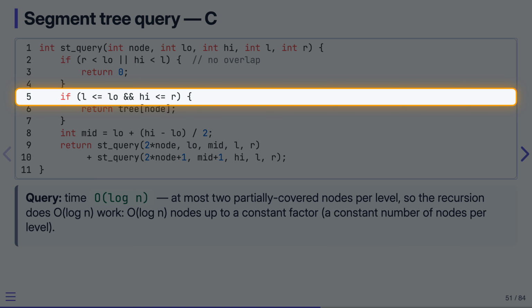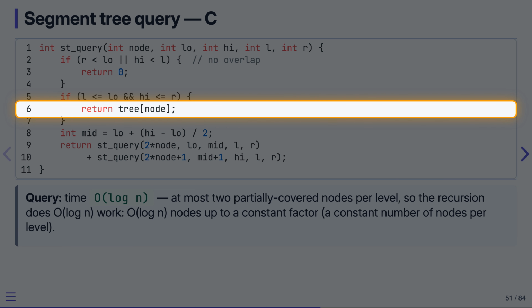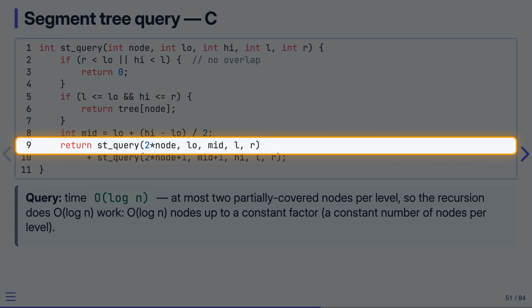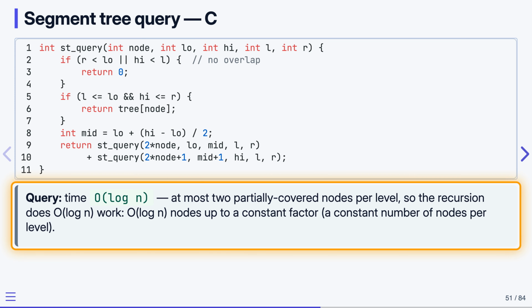Case 2, fully covered. Return the stored value and stop. No descent, no rescanning. Otherwise, partial overlap. We split at the midpoint and add the 2 children's answers together. The cost is big O of log n. At most 2 nodes per level are only partly covered, so the recursion touches a constant number of nodes per level, over log n levels.